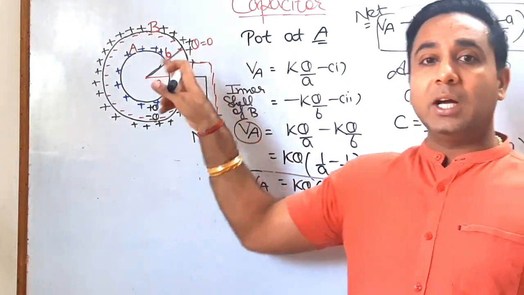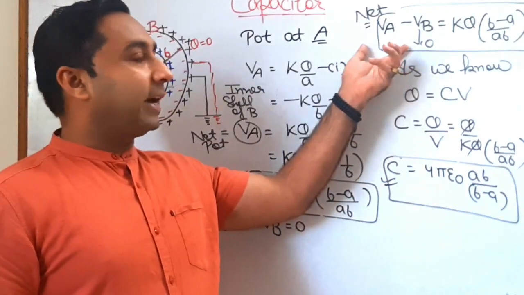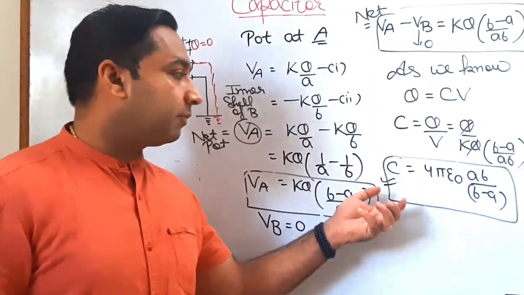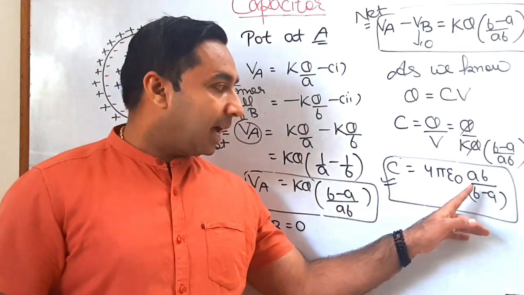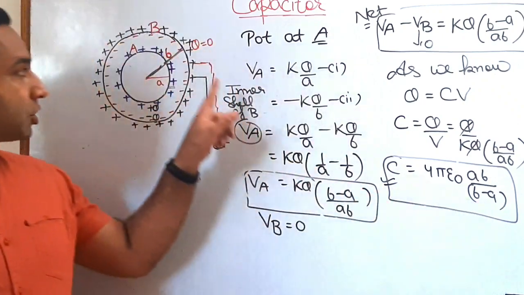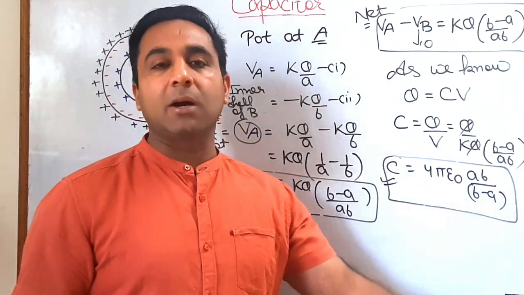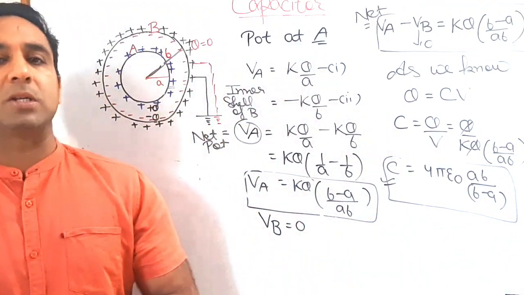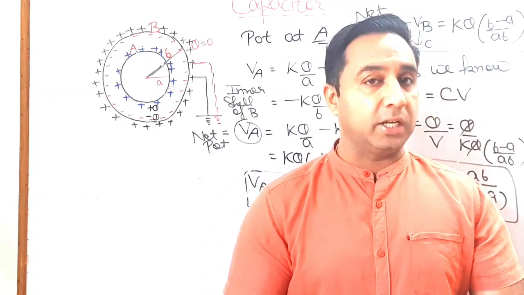On the outer part of the B shell, the potential will be 0. Then we have to find the net potential and based on this we have to calculate the capacitance of this spherical capacitor having the inner and outer radii. The value of B will always be greater, so the capacitance that comes will always be positive. So that's for the first type of capacitor, called the spherical capacitor.